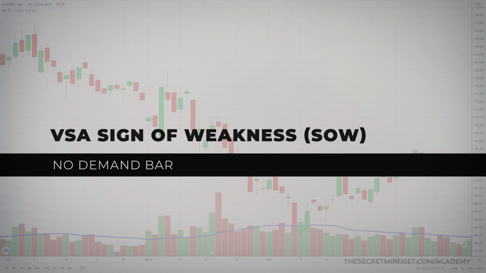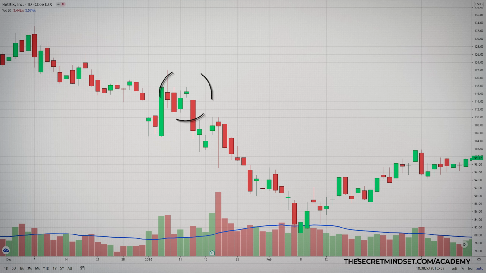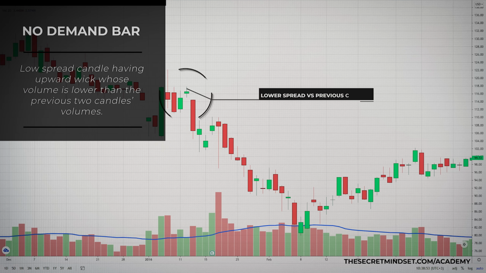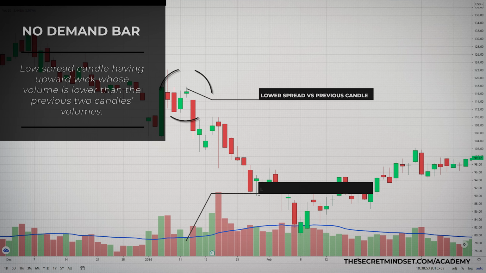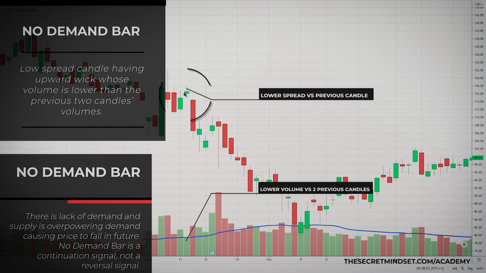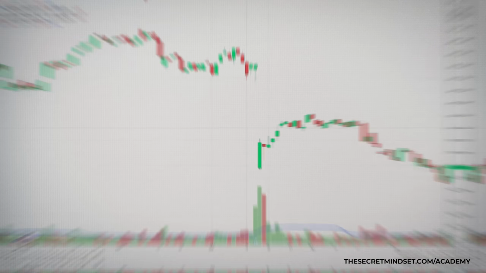Number 5. No demand bar. This is a low spread bullish candle having an upward wick whose volume is lower than the previous two candles' volumes. No demand bar means there is a lack of demand and supply is overpowering demand, causing price to fall in the future. Please note that no demand bar is a continuation signal and not a reversal signal. No demand bar is effective only if it appears after bearish momentum or appears after a sign of weakness in the direction of the trend.